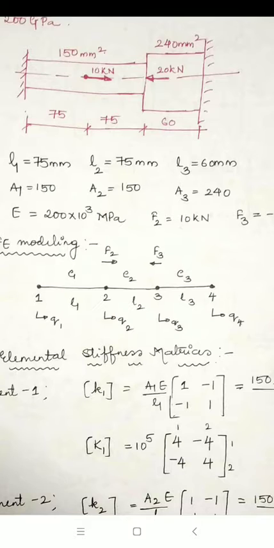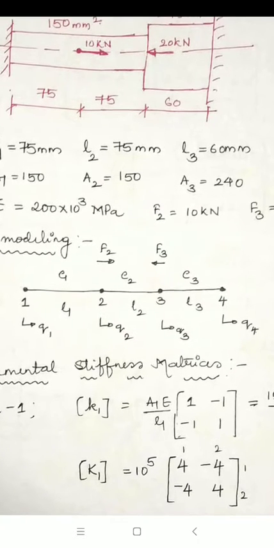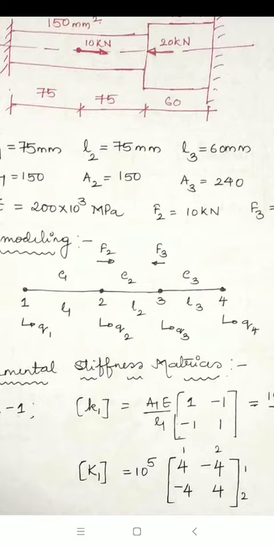We can do it in the reverse way also. Starting from the right side, there I can take node number 1, and the extreme left side I can take node number 4. This is also possible. Now according to this node numbering, I will explain. At node 1, displacement is Q1. Similarly, Q2, Q3, Q4 are the displacements at nodes 2, 3, 4 respectively.